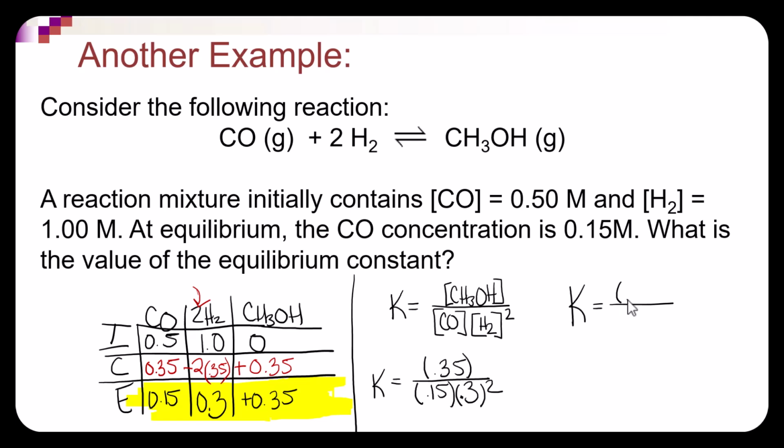And I'm breaking this up just to make it very explicit. You could probably combine these steps in your calculator, that's fine. So we saw 0.35 on the top. I'm just going to clean up this bottom a little bit. So 0.3 squared times 0.15, and I get 0.0135. And then divide those two numbers. K equals 0.35 divided by 0.0135. And we get that K is 25.1.